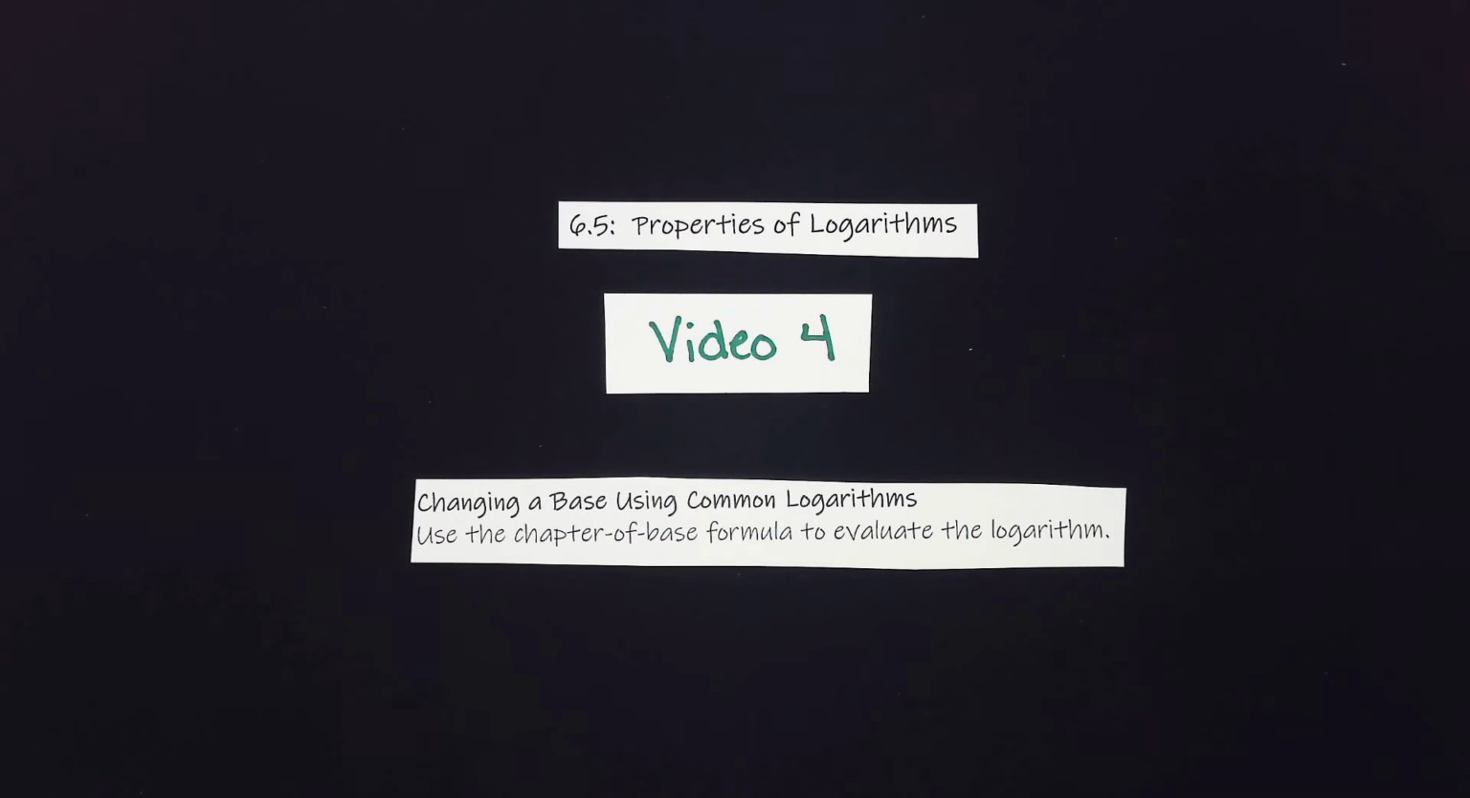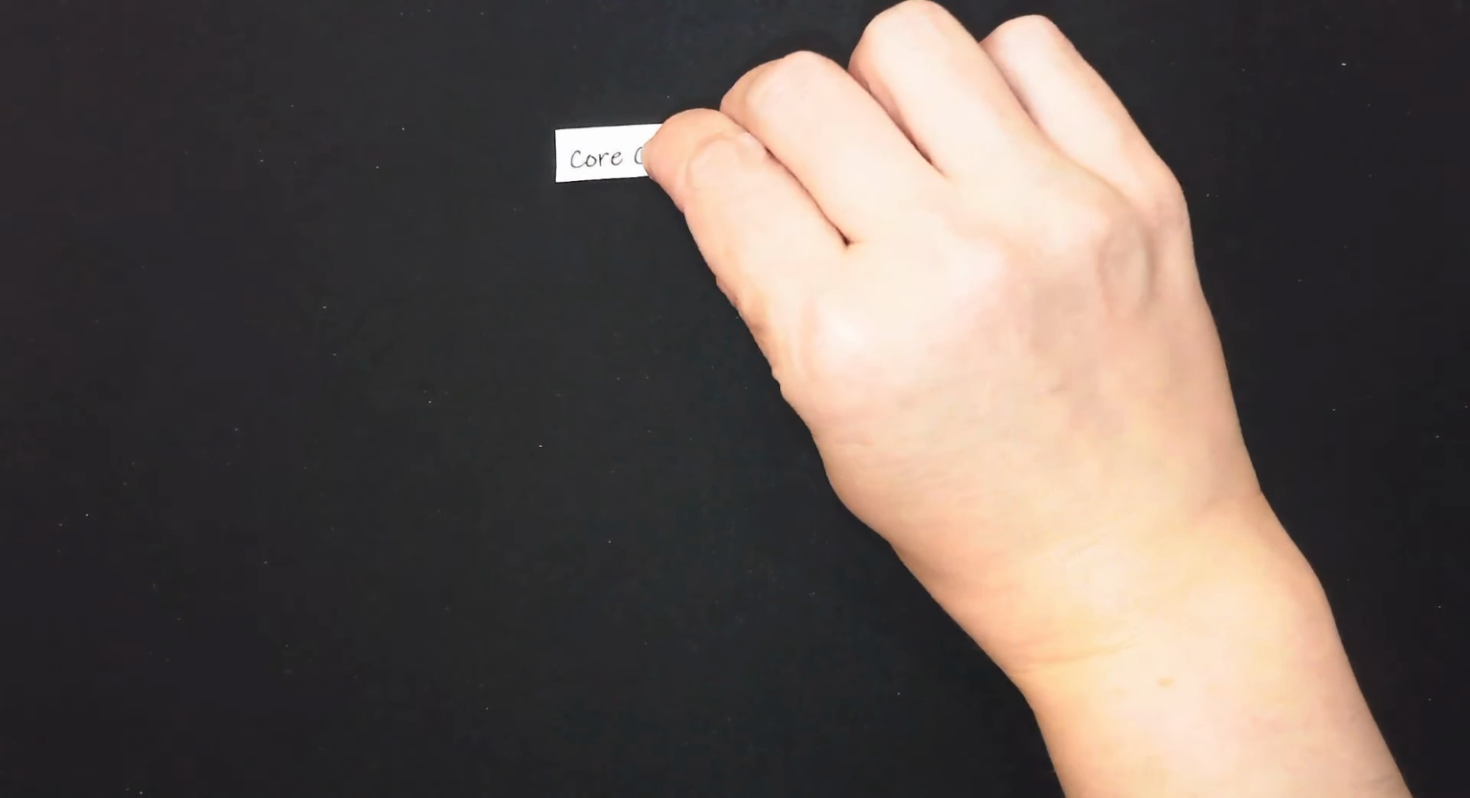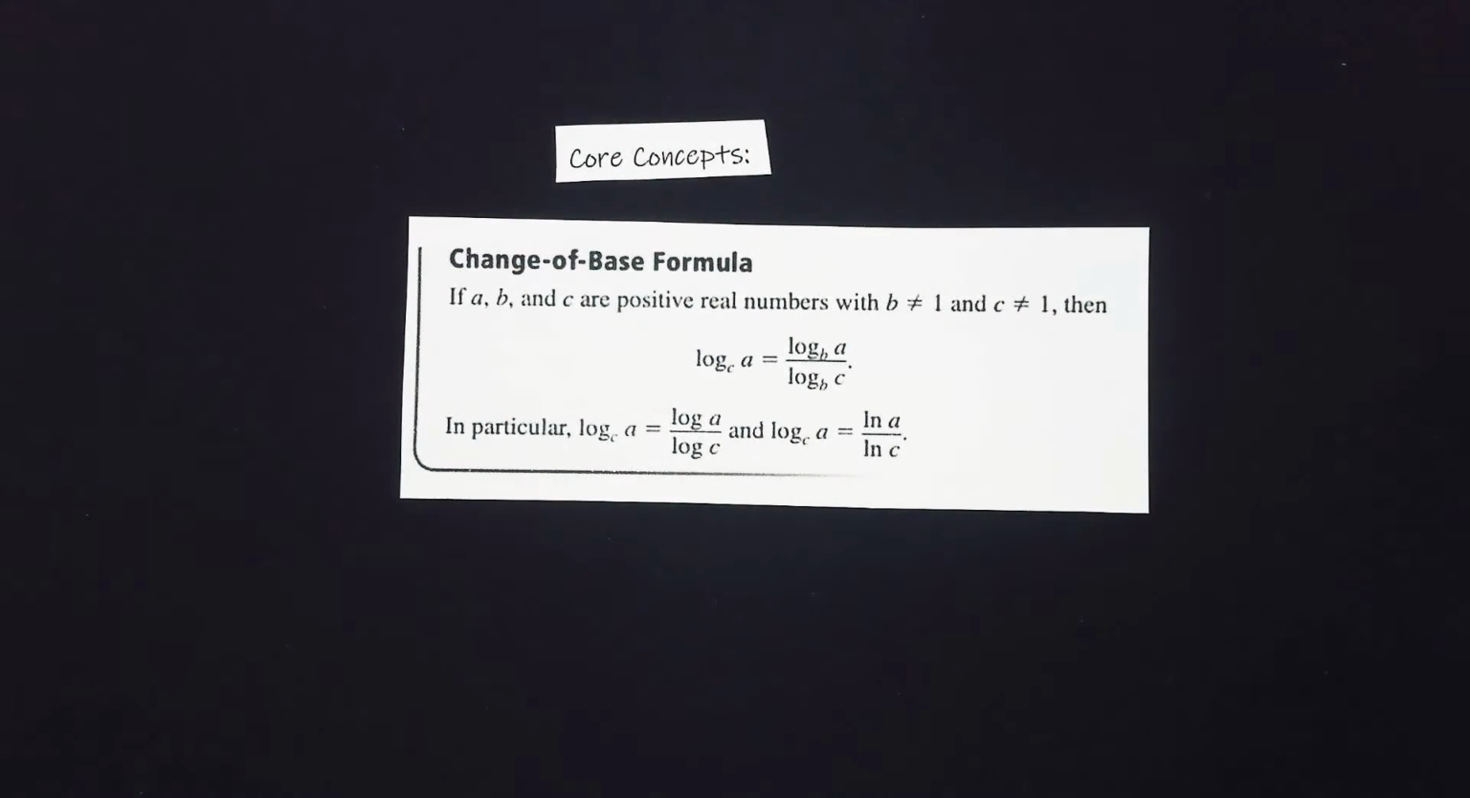We're on 6.5, Properties of Logarithms. This is the fourth and final video, and we're going to talk about the change of base formula that uses common logarithms. And this formula is really helpful because your calculator may not have different bases.